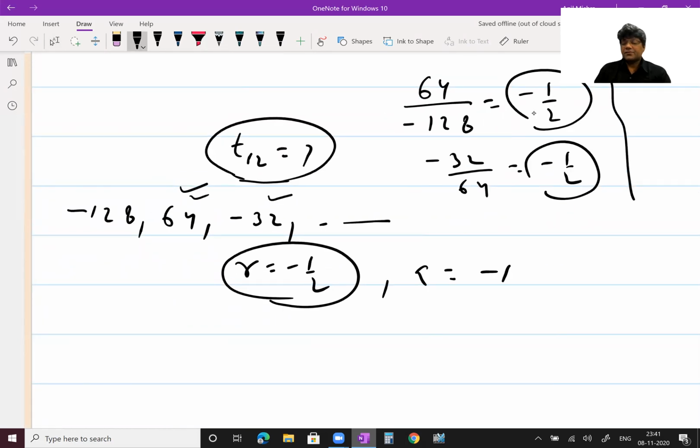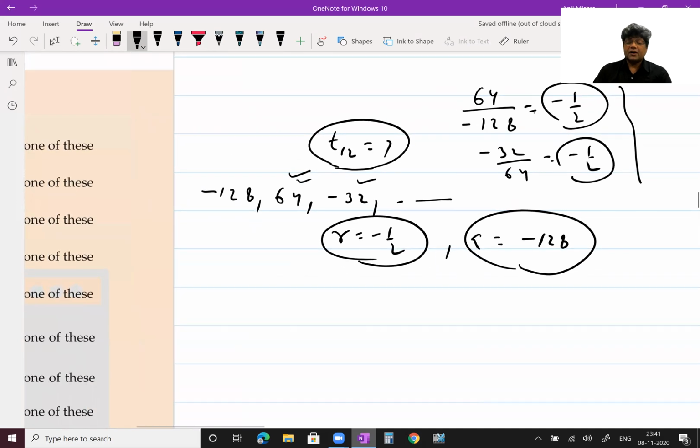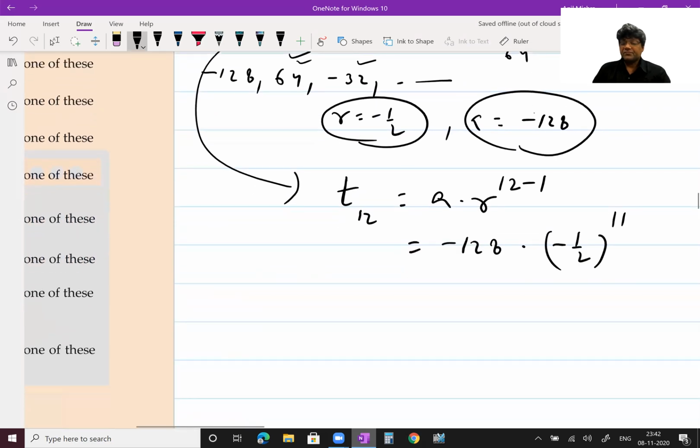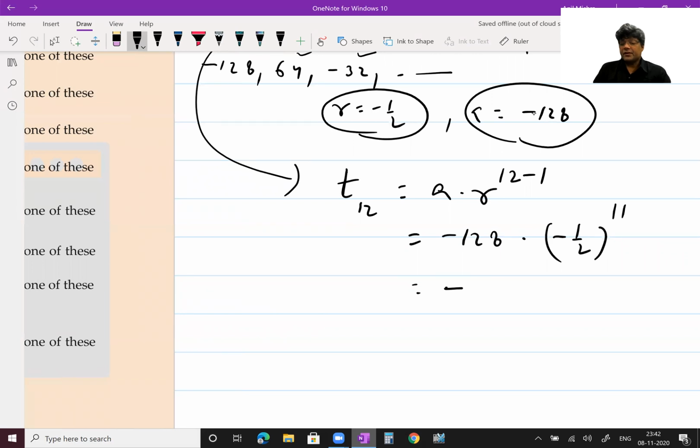First term is how much? First term is minus 128. Question has asked what? T12. What is the formula? T12 is equal to A into R to the power n minus 1. Here your n is 12. So A, that is the first term, minus 128 into R, R is minus half, to the power 12 minus 1, that is 11. So guys, minus 128 into minus, and the power is odd, so the result will be minus, and it will be 1 by 2 to the power 11.